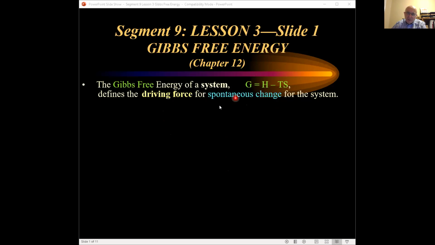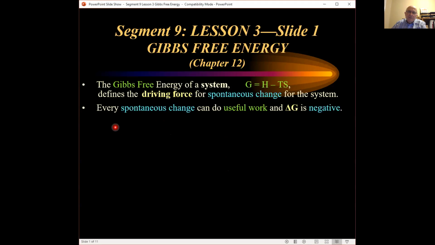But defined this way, delta G for a process will predict when the process is spontaneous. If delta G is negative, it is spontaneous. If delta G is positive, it will not happen by itself. The focus on spontaneous change is because these are the ones that can do useful work for us.